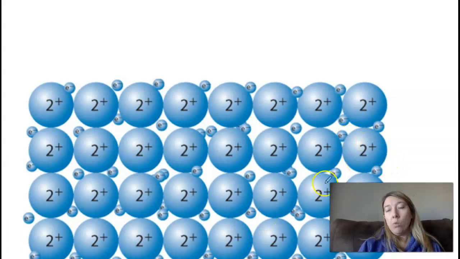Okay, this is also why you find that a lot of metals, when they are stretched thin enough, are going to be quite malleable, right? We always talk about how metals are malleable, ductile, and part of that just has to do with how it's all put together. So you will not be asked to draw metallic bonding.